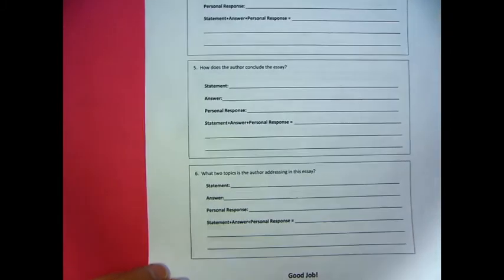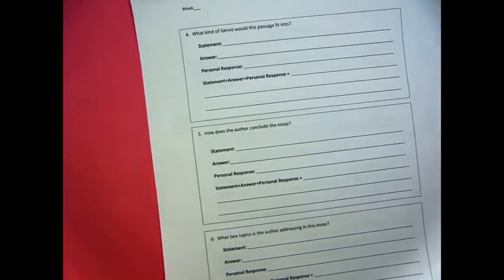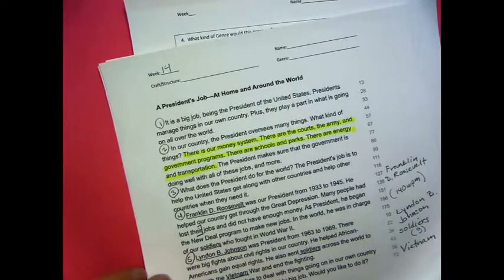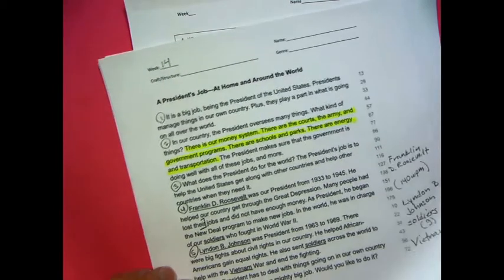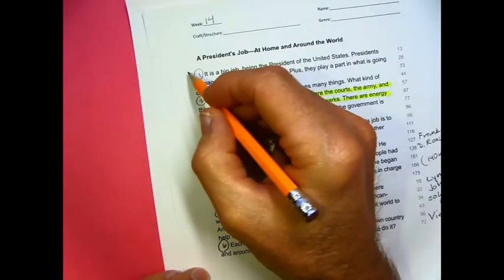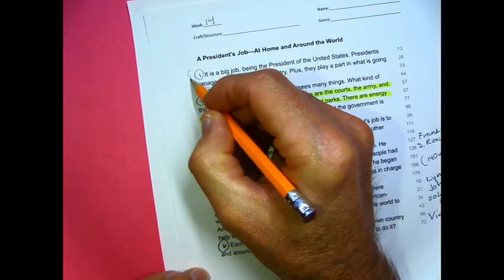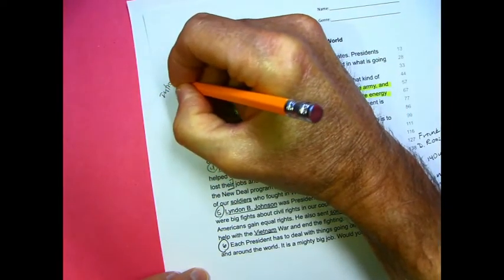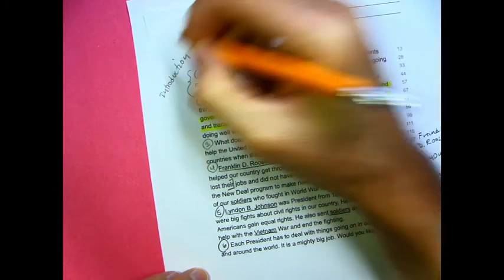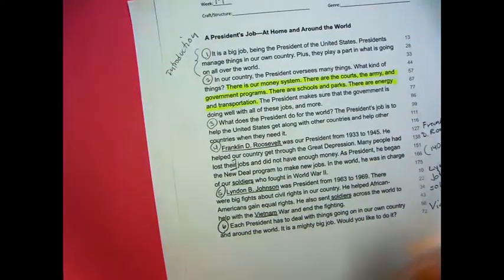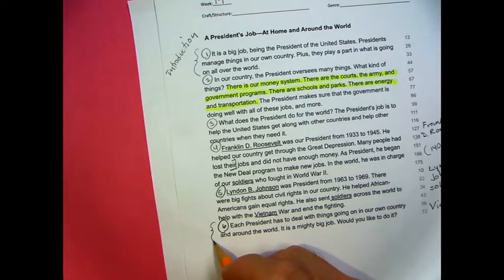What kind of genre would this passage fit into? Okay, let's go over the genre here. Now this is going to be a little bit difficult, so I'm going to help you. If you remember, this part here is the introduction. And I want you to get out your passage and go ahead and follow me with this. This down here is called the conclusion.